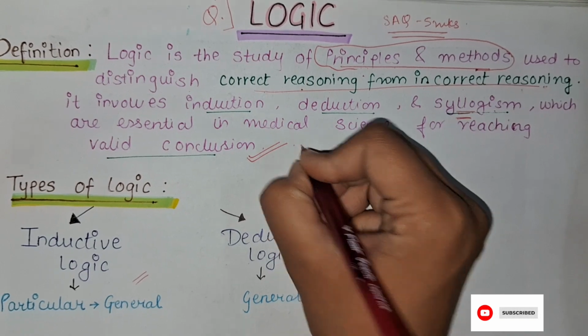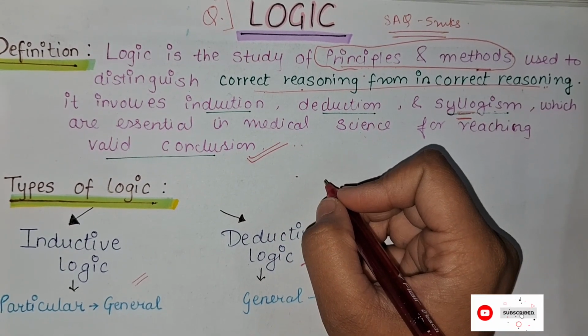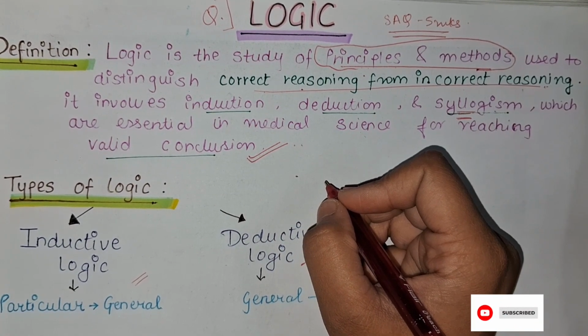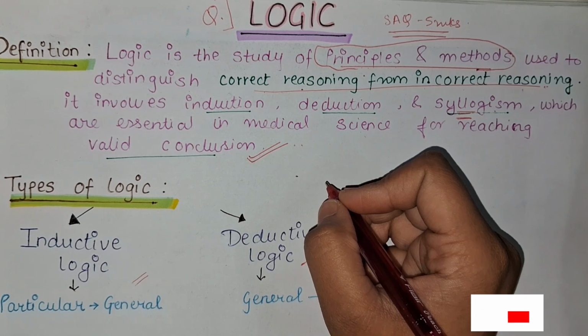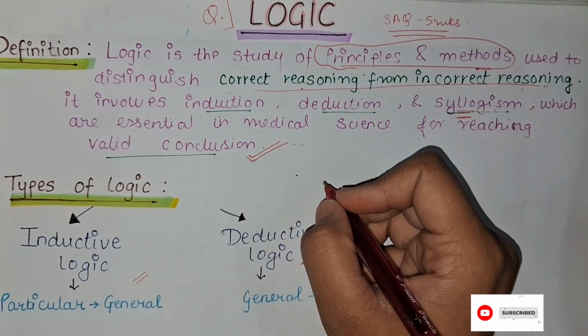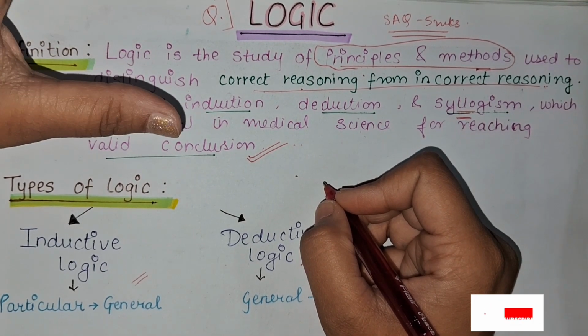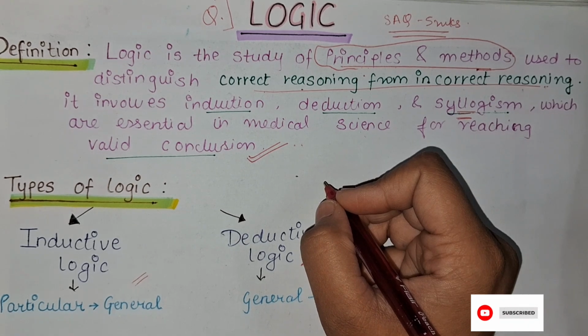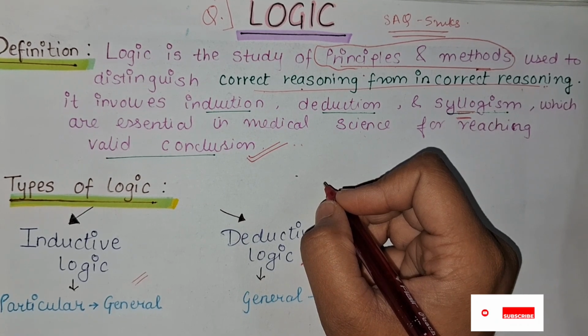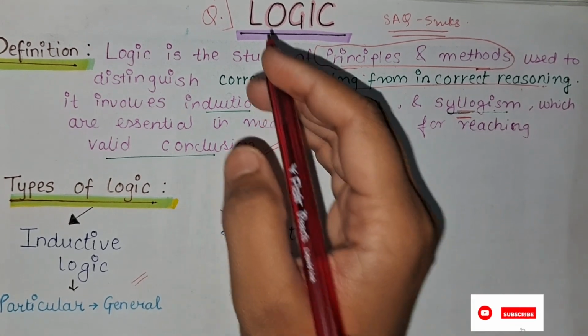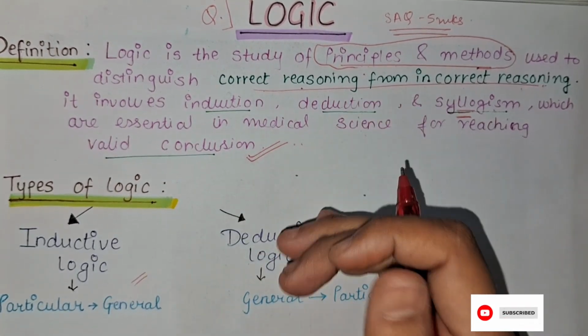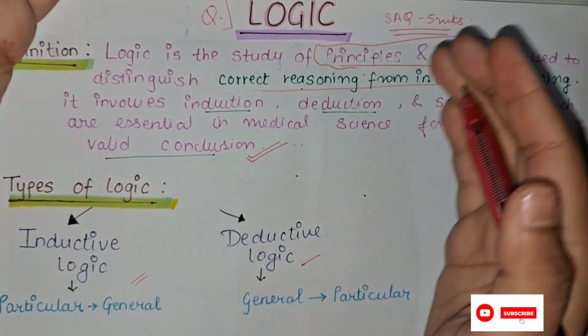If someone comes to you with any statement, you have to make out what is correct and what is incorrect, what is general and what is particular. You have to apply your logic. It is very important in medical science, and although the other pathies don't give priority to it, in homeopathy it is very useful. So you have to start with the definition if it comes for the 5 marks.